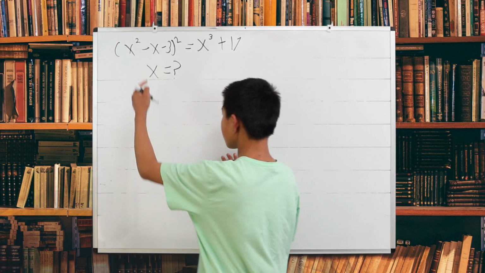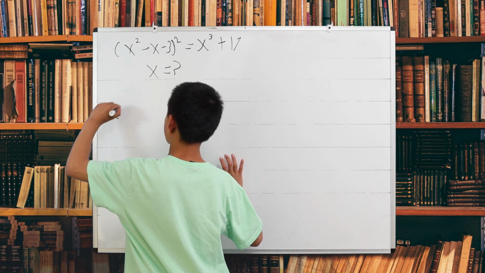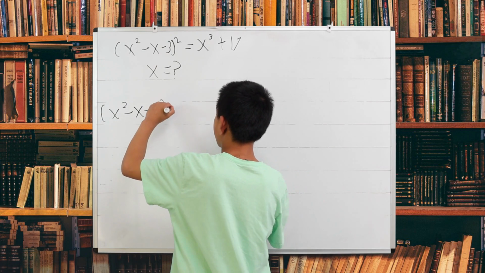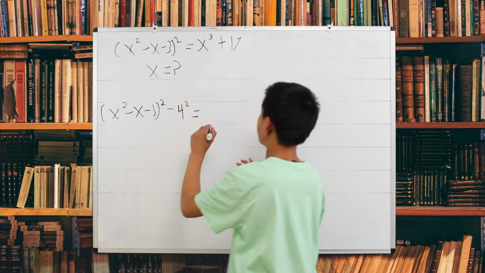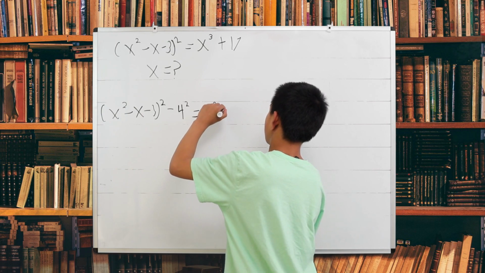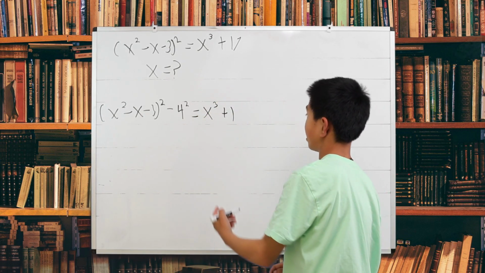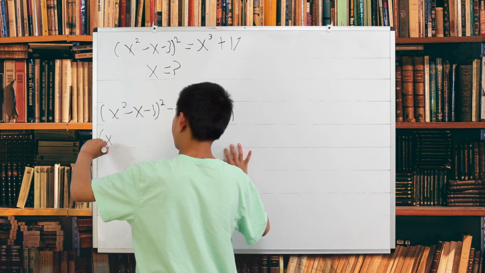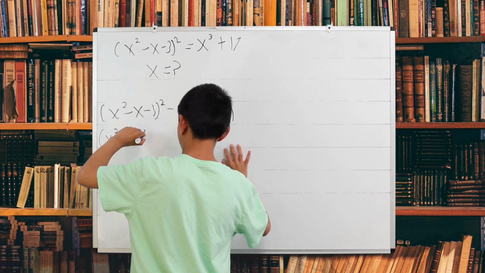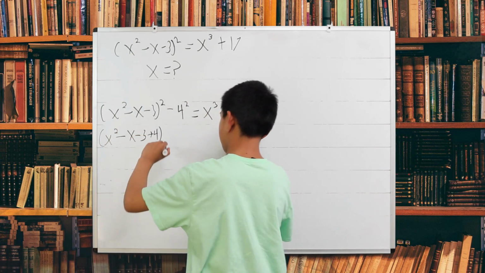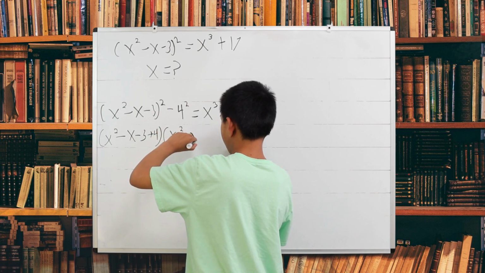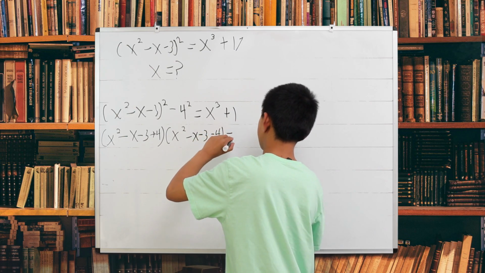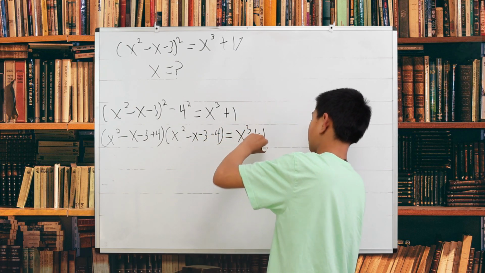Like so. This is now going to be (x² − x − 3)² − 4² is equal to x³ + 1. I just subtracted 16 from both sides. Now, this gives us an equation. We get (x² − x − 3 + 4) times (x² − x − 3 − 4) is equal to x³ + 1.